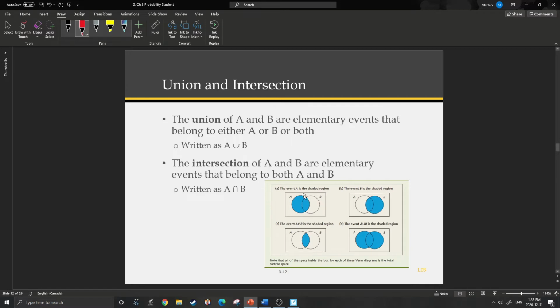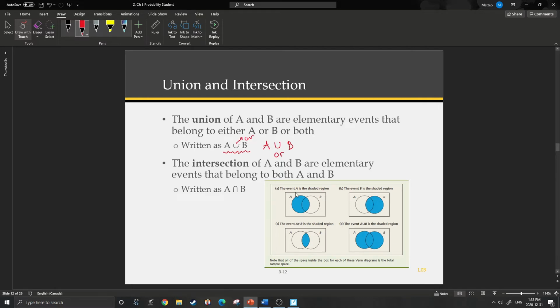Now, this is where we start getting more complicated. Check out this diagram. Let's talk about it. So, what is union and intersection? So the union of A and B are elementary events that belong to either A or B or both. It's written like this. When I write it, it's going to look more like a U. But this means A or B. So this symbol basically means or.